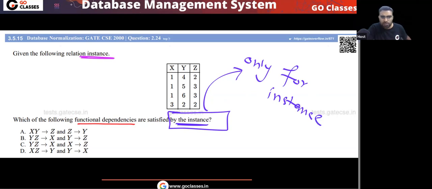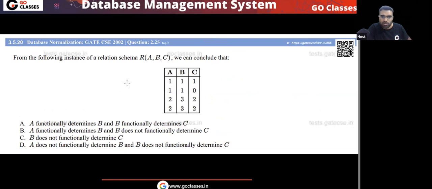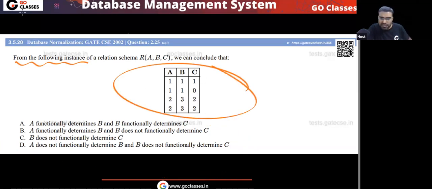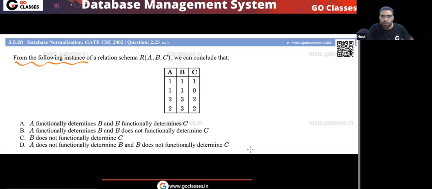Now come back to this GATE 2002 question. Notice that an instance is given to you, but the question is not asking what this instance satisfies. From this instance, you can eliminate some functional dependencies, but you can never confirm that some functional dependency holds. Do you agree with me?